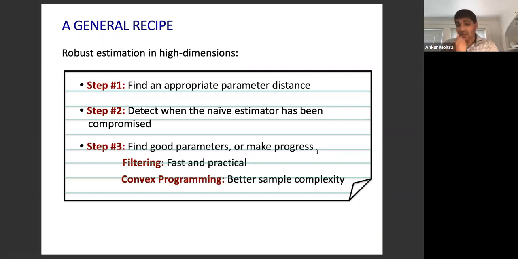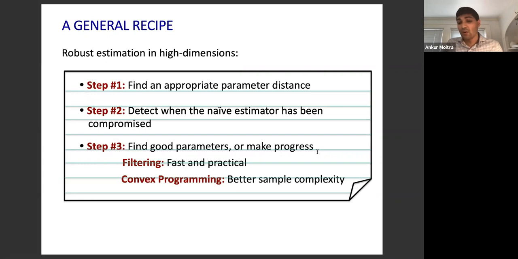Now, the first step is we're going to find an appropriate parameter distance. That'll be a good surrogate for working with the total variation distance. Then in step 2, we're going to do something more naive than Tukey tried. See, Tukey tried to design an estimator that always works, the Tukey median, and he got tripped up because it was hard to compute. What we're going to do is something more naive.